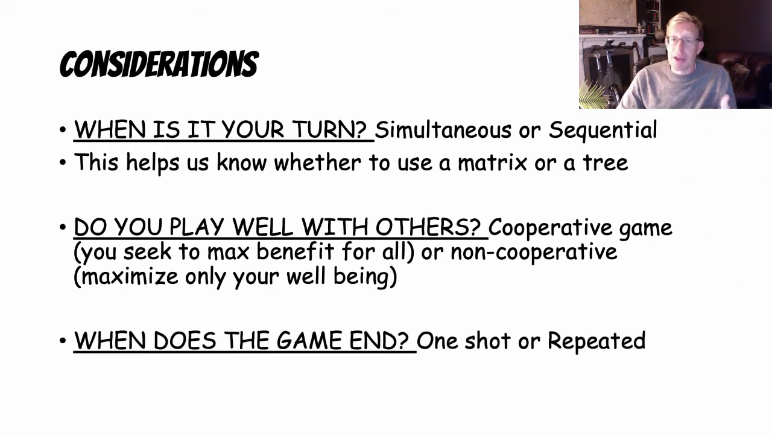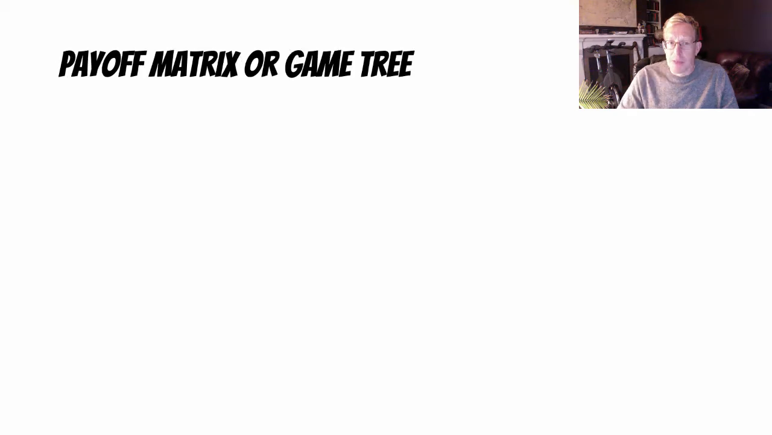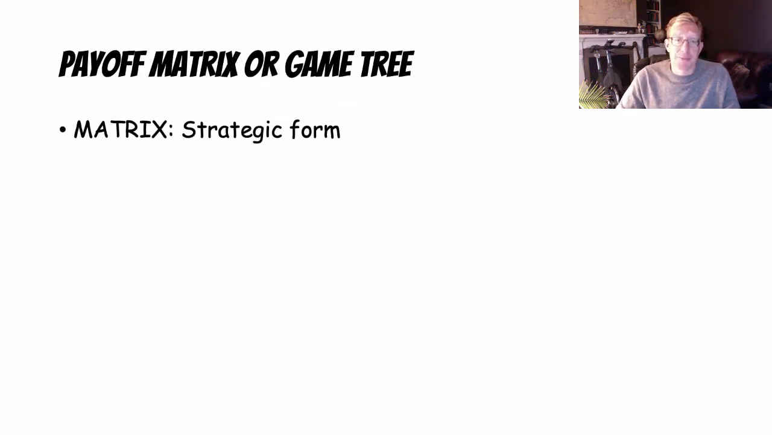Then finally, we want to know when the game ends. This game could go on forever, or it could just be a one-time deal. Some games are one-shot games, and other games are repeated. And whether you're dealing with a one-shot game or a repeated game, that can very much affect the strategy that you adopt. So we need to know these considerations about our games. So do we use a matrix or a game tree? Well, let's take a look.